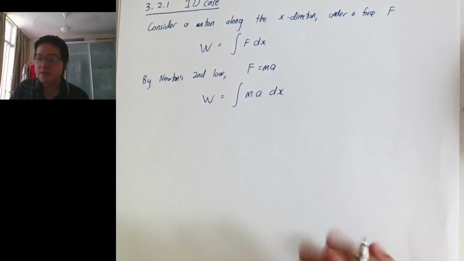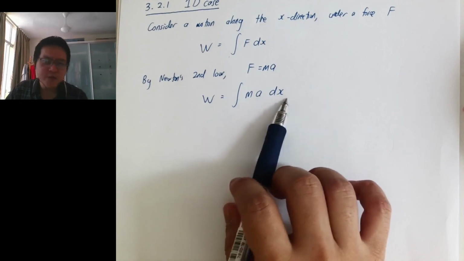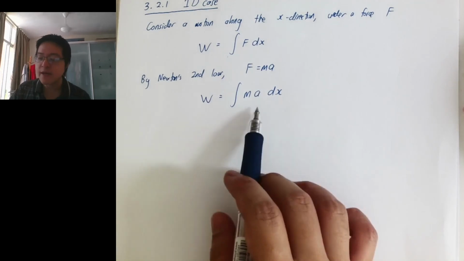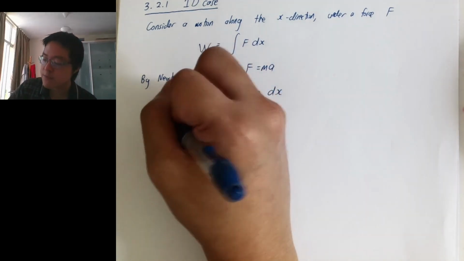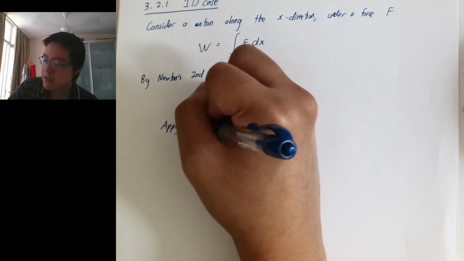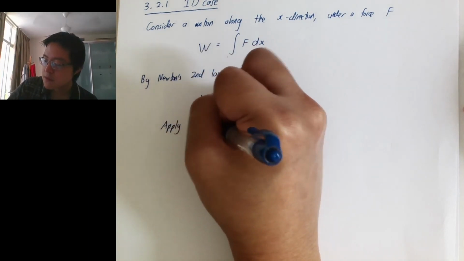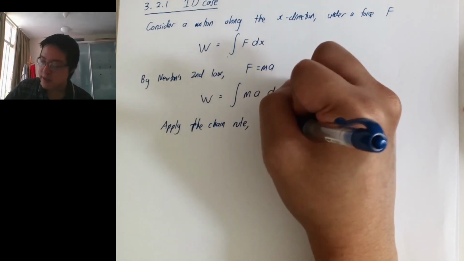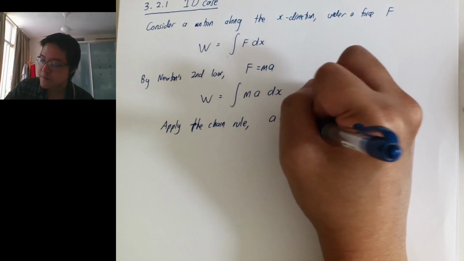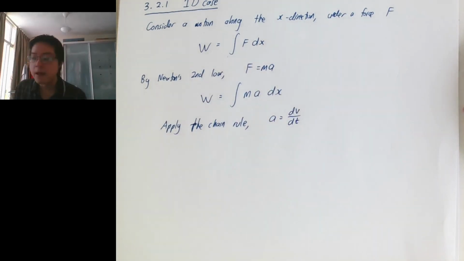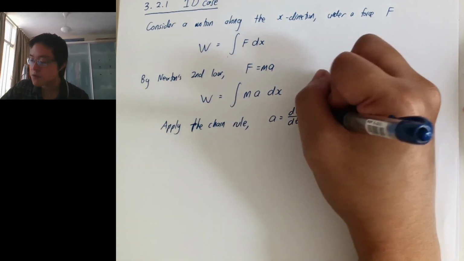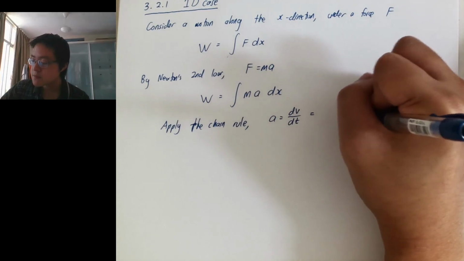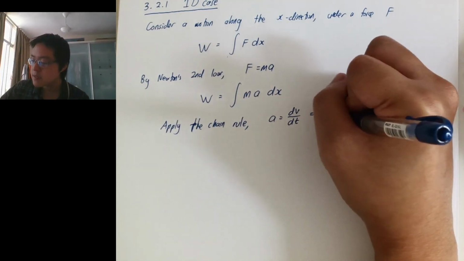So this is an integral of a with respect to dx. These are different variables, so we need to make sure it is something I can integrate. So I want to do this by applying the chain rule. Remember, my acceleration is the derivative of velocity with respect to time, but my variable here is dx. So I will purposely say that this is dv/dx, and then this is dx/dt.